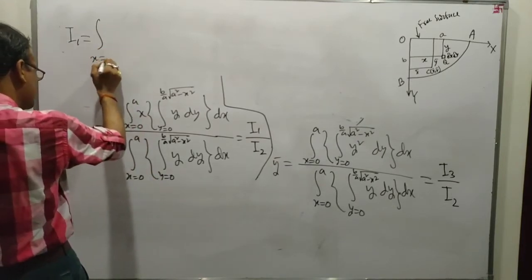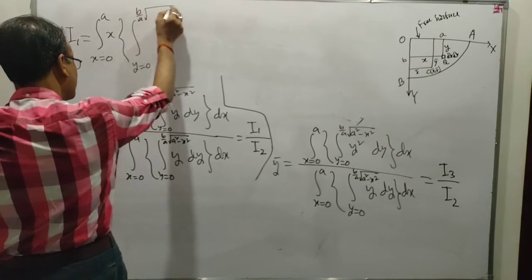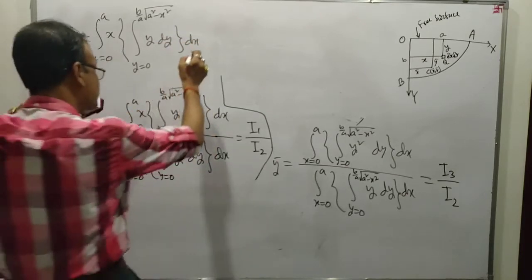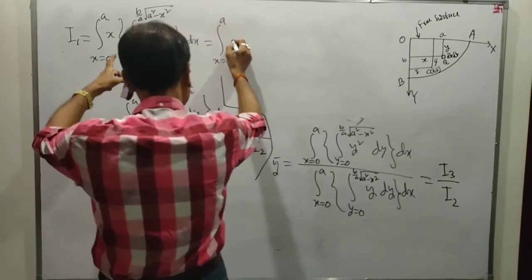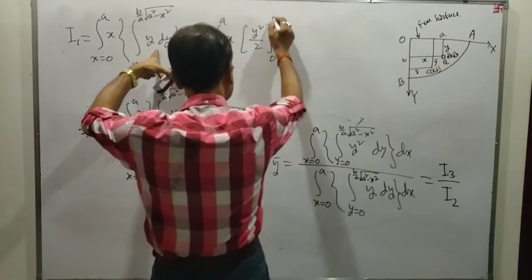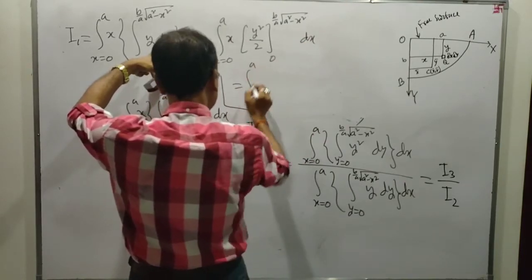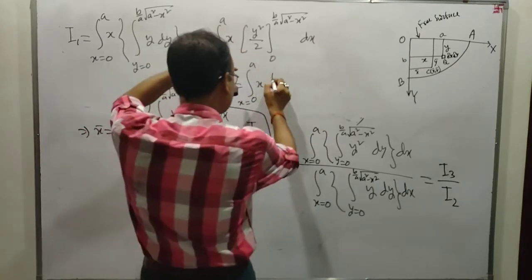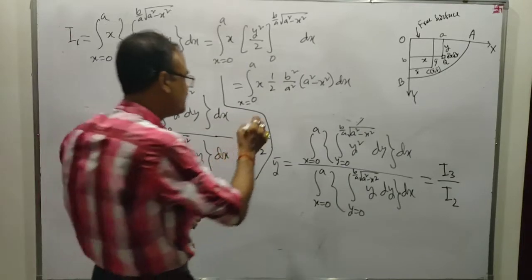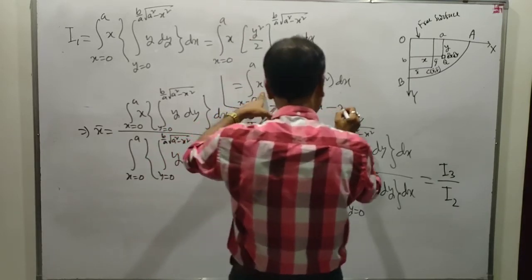I1 equals the integral x equal to 0 to a of x, y equal to 0 to b by a root of (a square minus x square), y dy dx. Thus, this is equal to the integral x equal to 0 to a of x times the integration of y, which is y square by 2, from 0 to b by a root of (a square minus x square), dx. This is equal to the integral 0 to a of x into 1 by 2 into b square by a square into (a square minus x square) dx. This is equal to b square by 2a square times the integral 0 to a of (a square x minus x cube) dx.